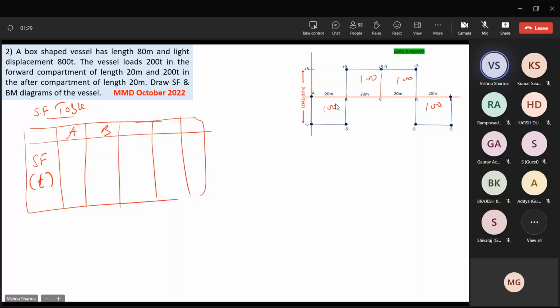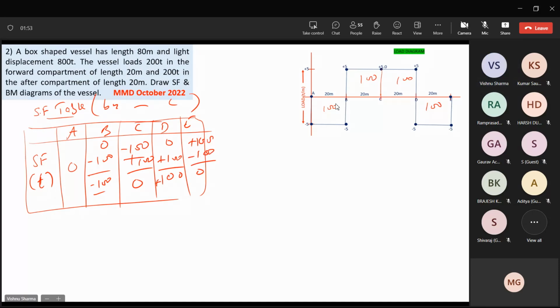By areas under load diagram, you write here. It's 0, minus 100. So minus 100, minus 100, plus 100, 0, 0, plus 100, plus 100, plus 100, minus 100, 0. And the SF diagram then would be like this.